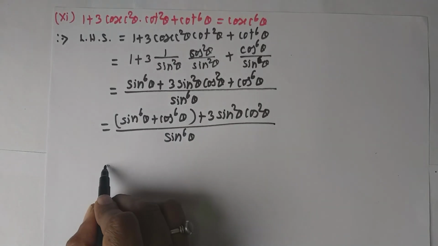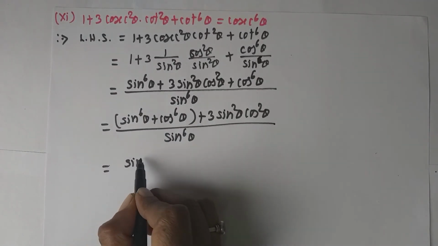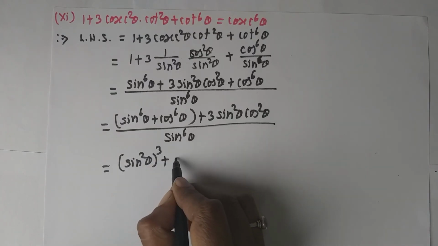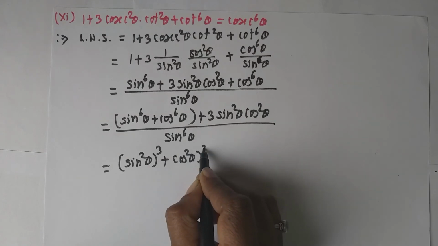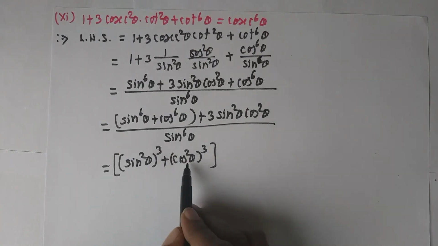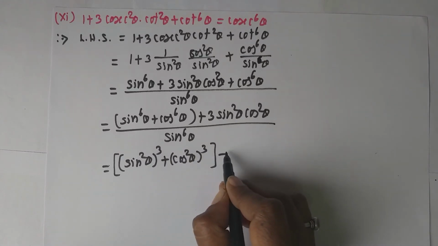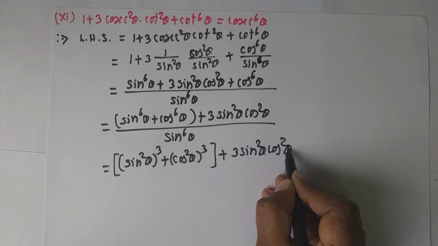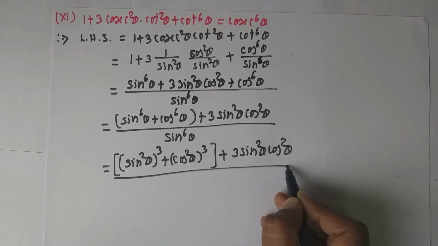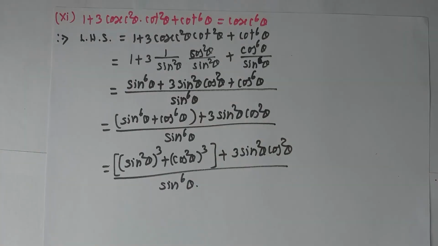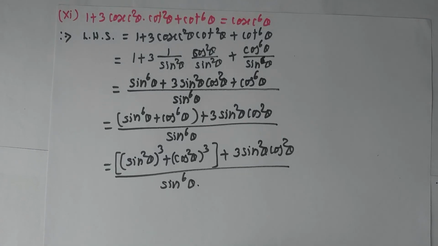Now sine raised to 6 theta can be written as sine square theta and its cube. This can be written as cos square theta and its cube. Sine square theta raised to 3 means this is sine raised to 6 theta and this is cos raised to 6 theta. I am only rearranging terms here, sine square theta cos square theta divided by this sine raised to 6 theta. Okay, here I will use one of the formulae which you have learned in your previous class.